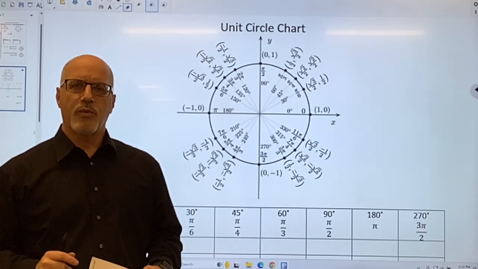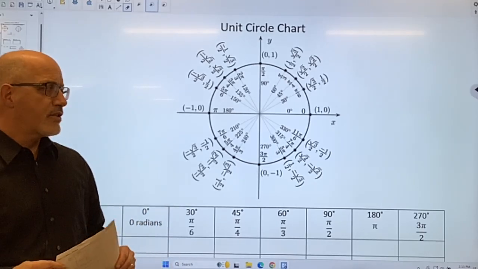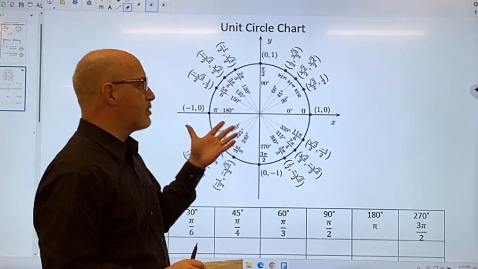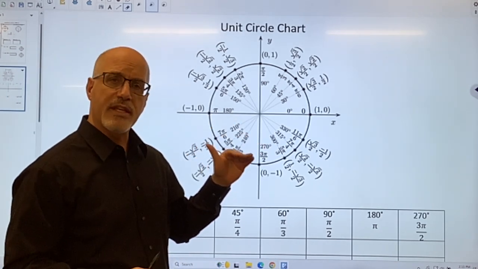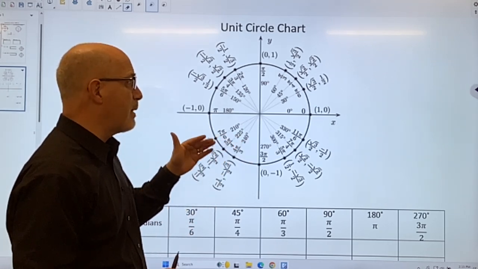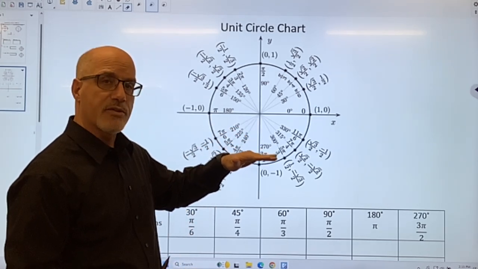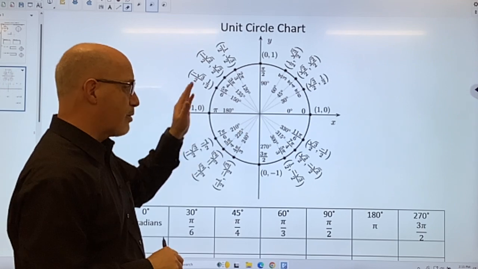In Algebra 2, we've been working with the unit circle. We've started out with this graphic of what the unit circle looks like, and this gives us information about what the different trig functions are based on these angles in standard position as we rotate around.